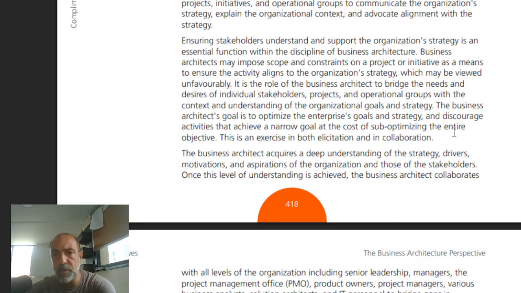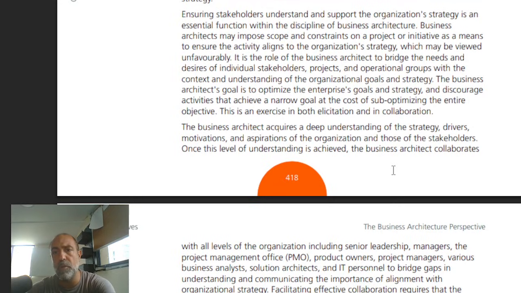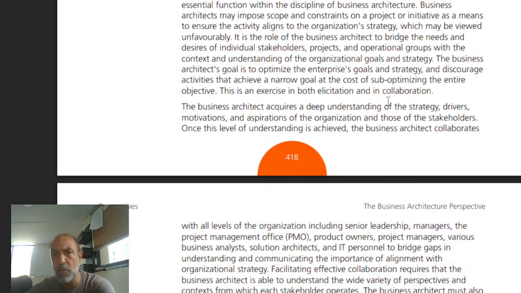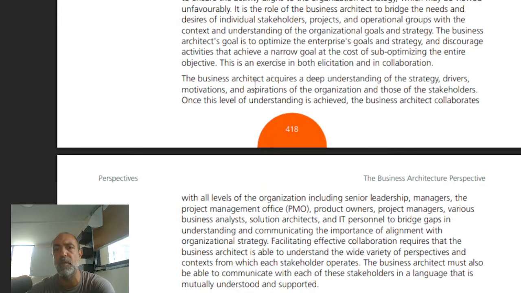It is the role of business architects to bridge the needs and desires of individual stakeholders, projects, and operational groups in the context of understanding the organizational goals and strategy. The business architect's goal is to optimize the enterprise's goals and strategy and discourage activities that achieve a narrow goal at the cost of sub-optimizing the entire objective. Ultimately, while you're building, you limit, because maybe you need enough information, but you don't need all the information.